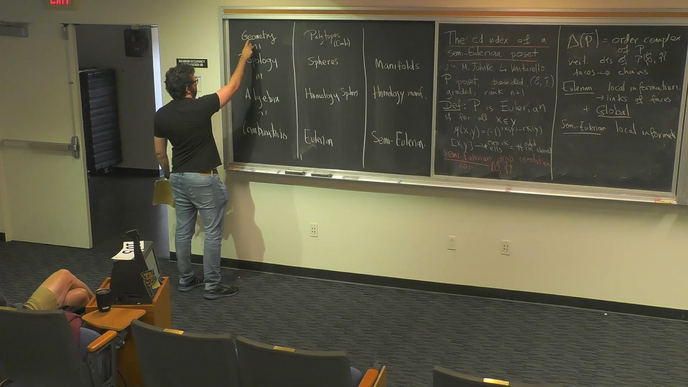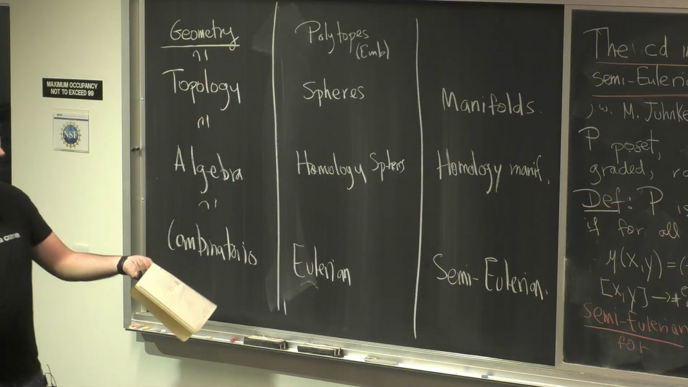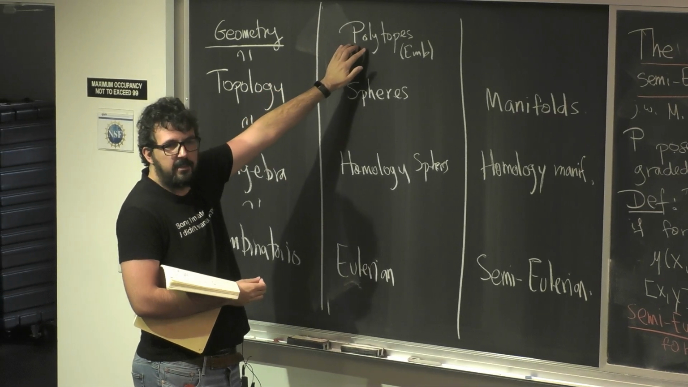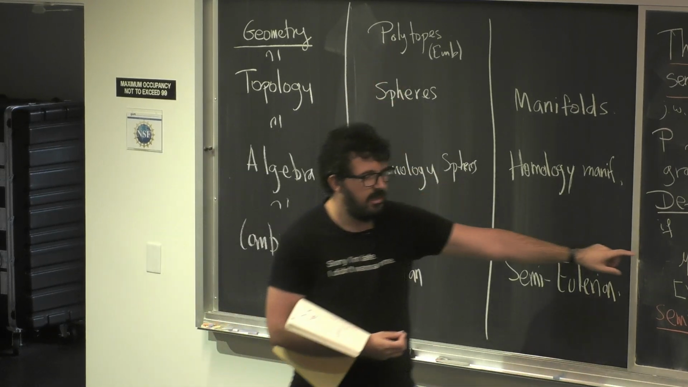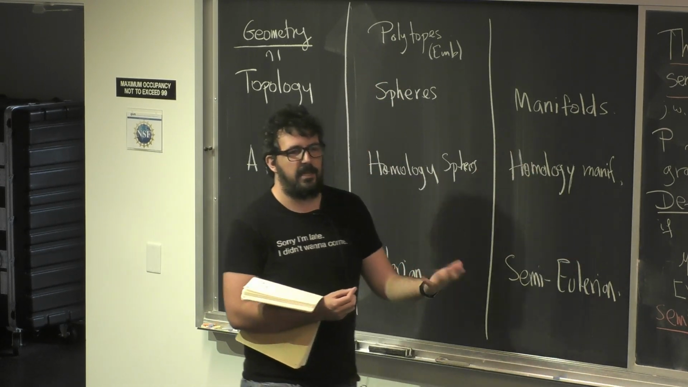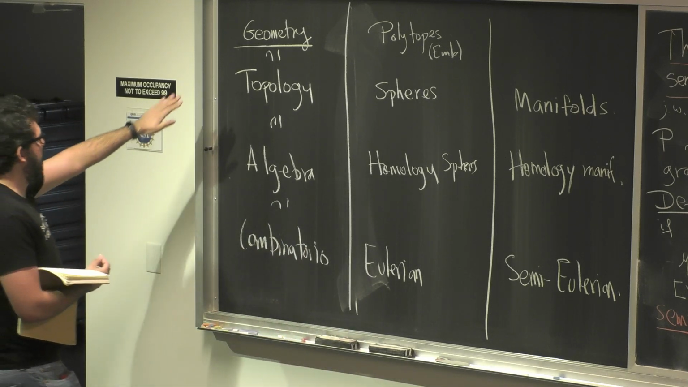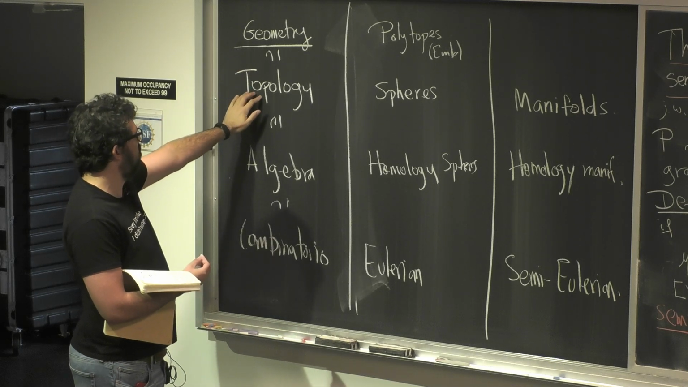But the point is, we could think about geometry, and if I want to give you an example of an Eulerian poset, our favorite should be to take the face poset of a polytope. And that's going to be Eulerian. What this is telling us is that the Euler characteristics of the faces behave the way one should expect them to behave.